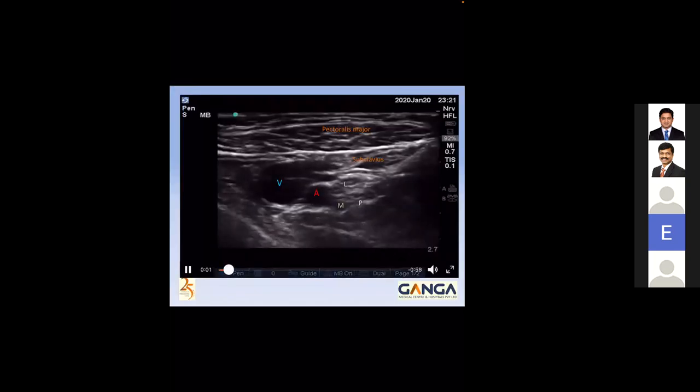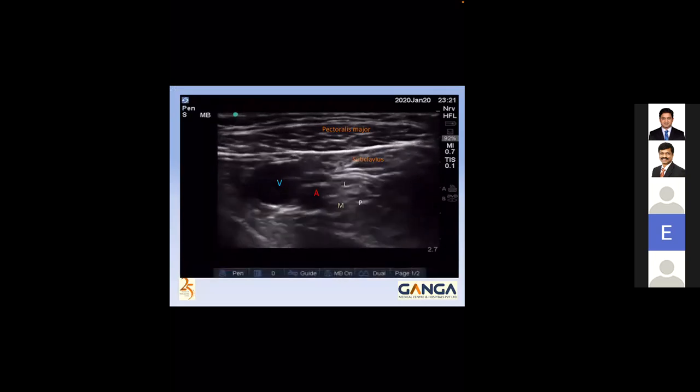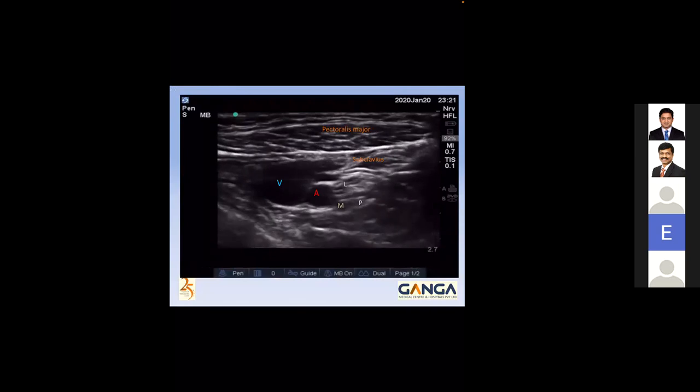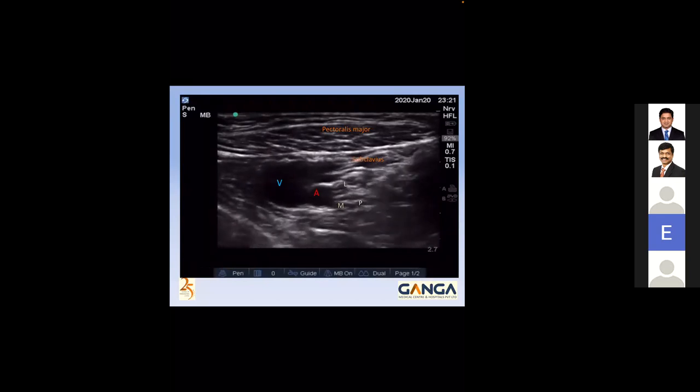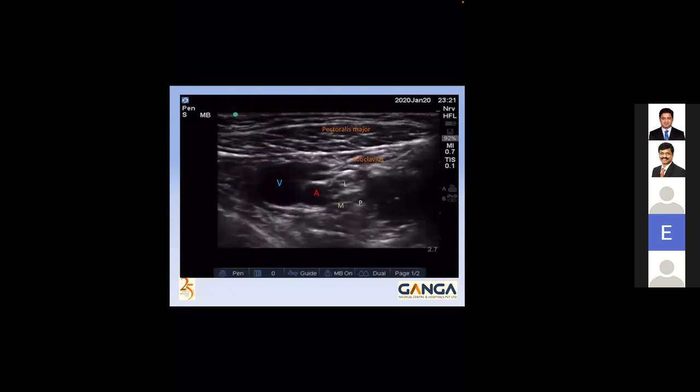Your prime aim is to deposit the local anesthetic into the cords, in between the three cords: lateral cord, medial cord, and the posterior cord. Because the medial and the posterior cord are separated from the lateral cord by a septum. So you have to make sure that the needle tip is between the three cords. And then with the help of normal saline, you can hydrodissect and then enter into it, so that you can avoid nerve injury.